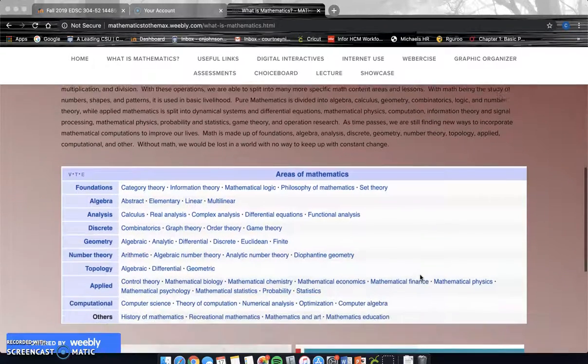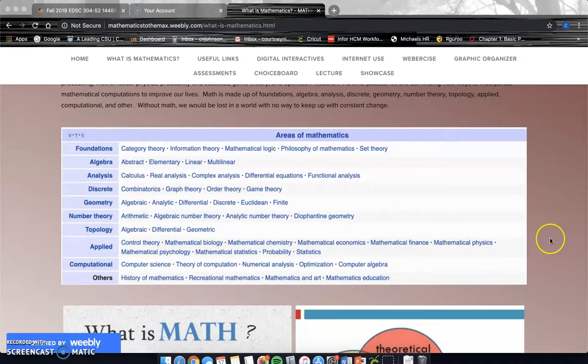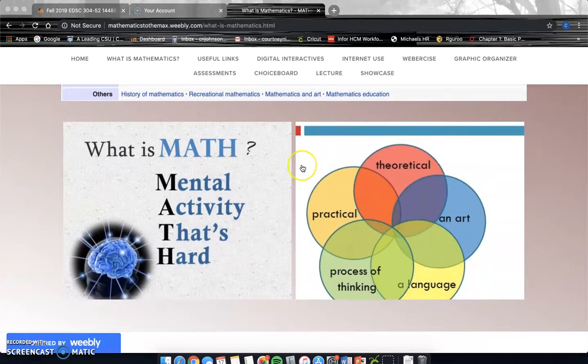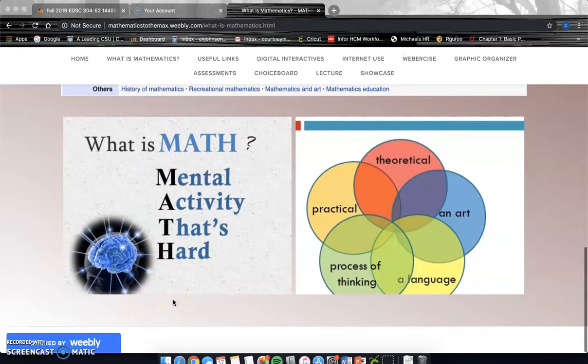Going on, here are some images that help see the breakup of mathematics and kind of make you think about math that's hard. We have some little funny pictures here to draw on students' attention, and now we can move on to our useful links page.